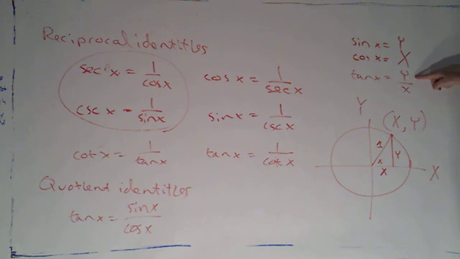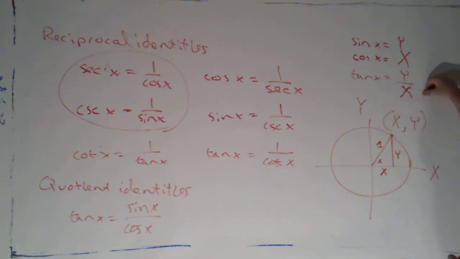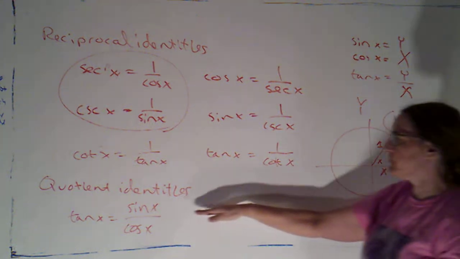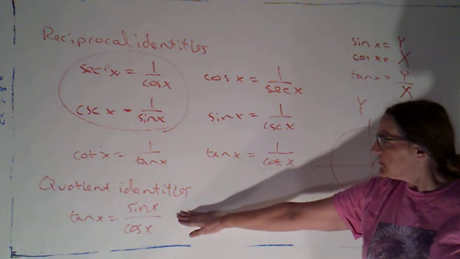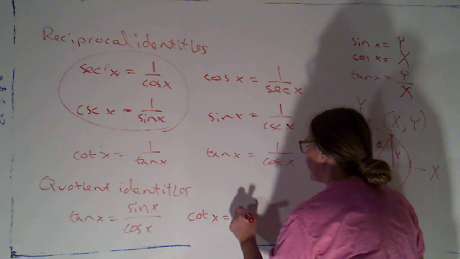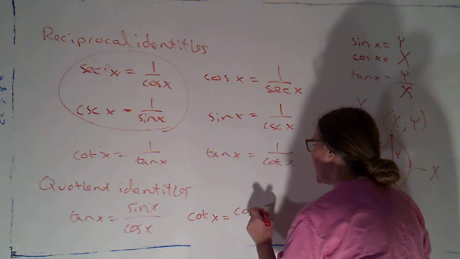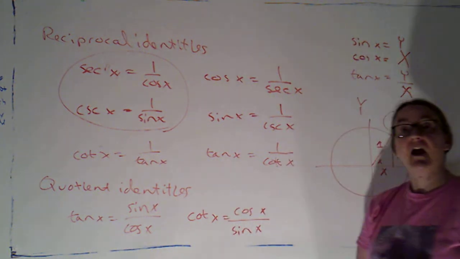But notice that's just putting sine of x on top of cosine of x. So that falls directly out of the definitions. Okay. And if I have that, and I remember that cotangent is the reciprocal of tangent, I can say that cotangent of x then is cosine of x over sine of x.